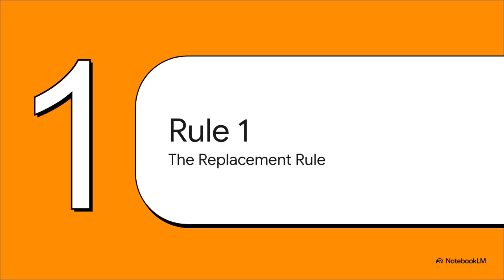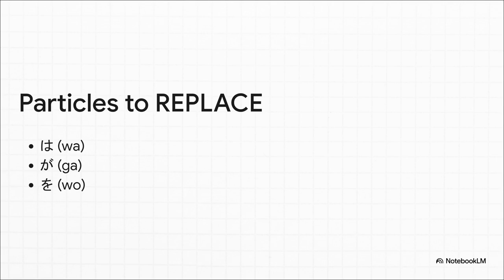All right, let's tackle rule number one, the replacement rule. This is probably the one you're going to use most often. In these cases, mo doesn't just join the sentence, it completely takes the place of another particle. Let's see which ones get the boot. Okay, so these are the three you really want to lock in. The topic marker, wa, the subject marker, ga, and the object marker, o. If you have a noun that would normally use one of these, but you want to add that also meaning, you just toss out that original particle and slot mo right in its place.